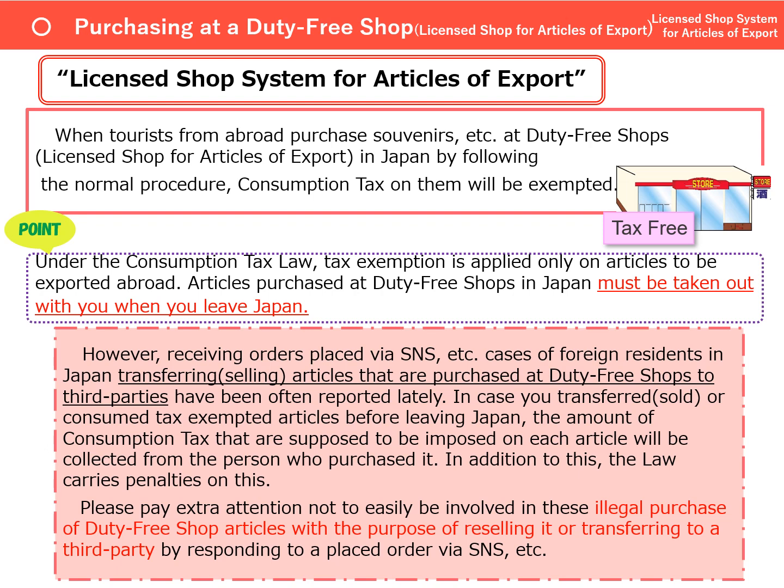However, these days, foreign residents in Japan purchase articles at those shops and resell them to third parties by accepting orders via SNS. If you transfer or consume the consumption tax exempted article purchased in Japan before you leave Japan, the consumption tax of that article you were obliged to pay at the time of purchase will be charged, or you will be given imprisonment of up to a year or a fine of up to 500,000 yen. So, we should warn you to take great care not to be easily involved in these illegal consumption tax exempted article purchasing businesses with the aim of reselling or transferring to a third party.